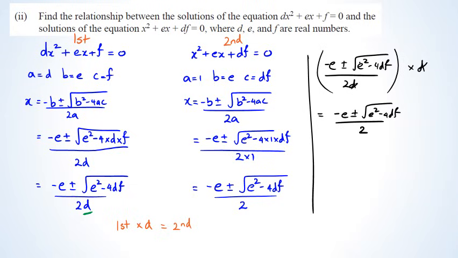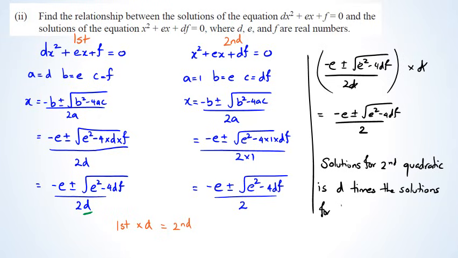So a nice little statement, guys, would be good. You don't need to prove it like this, you can just write it as a statement. So you can say: solutions for the second quadratic, sorry, making a lot of mistakes, is d times the solutions for the first quadratic.